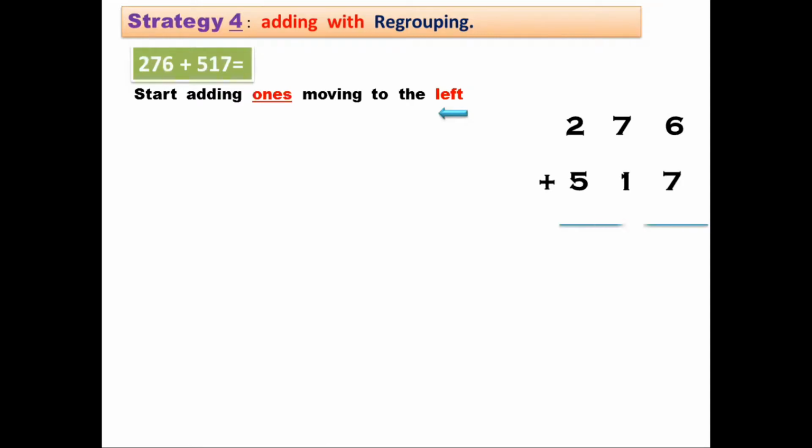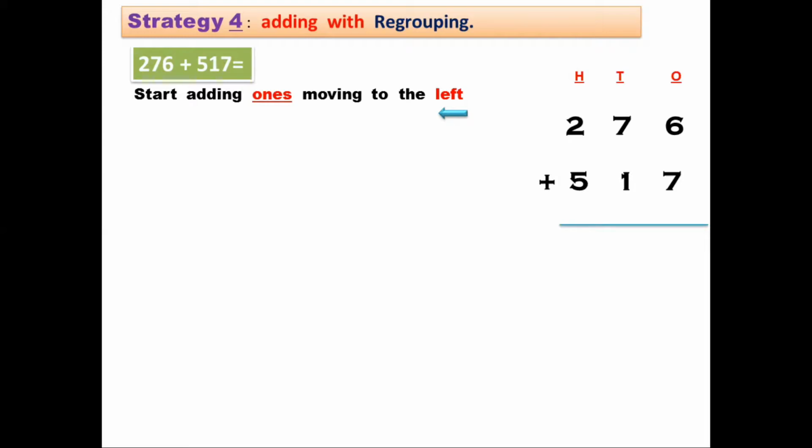And it's better to write the place value names above the digits. So here, in the first number, which is 276, we write 6 in ones, 7 in tens, 2 in hundreds. And in the second number, which is 517, we line up the digits to be above each other.